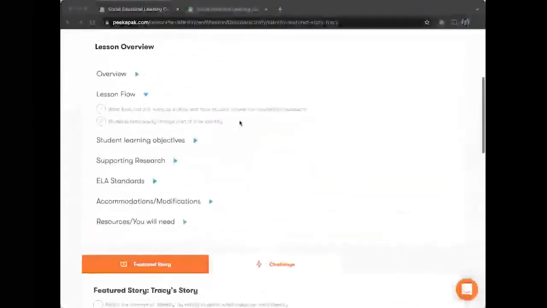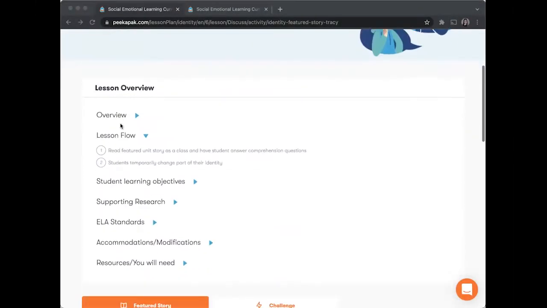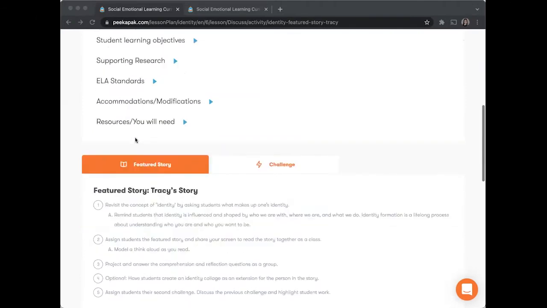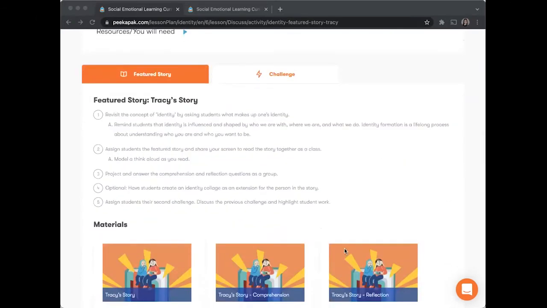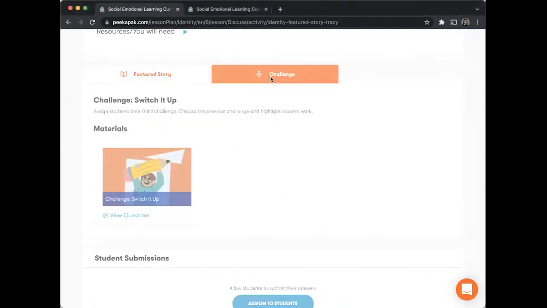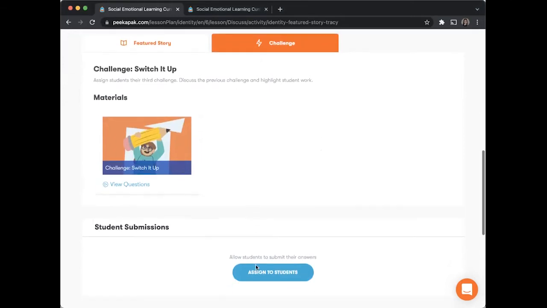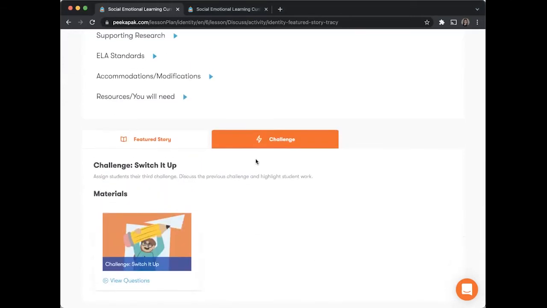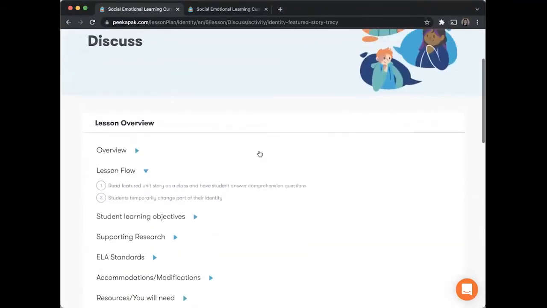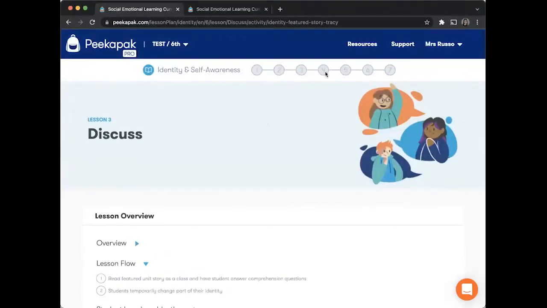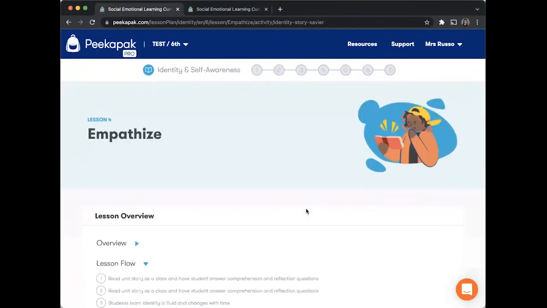Again, lesson 3 is meant to be a read aloud with the whole class and then discussing those comprehension and reflection questions together. As we've discussed, lesson 3 also has a challenge in it. So you would assign this to students for them to complete out of class at home time. And that's lesson 3. Moving right along to lesson 4, we have empathize.